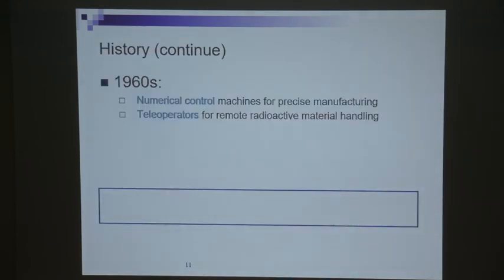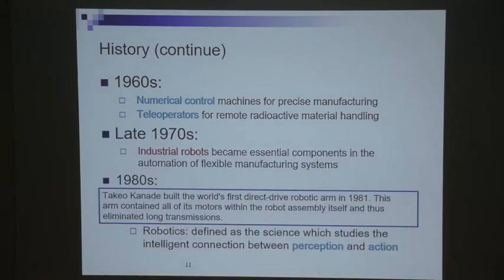So in 1960, we have the numeric control machines for precise manufacturing. These CNC machines are not exactly a robot. And then we also have teleoperators for remote radioactive material handling. In the 1970s, the industrial robot became an essential component for the automation of flexible manufacturing systems.